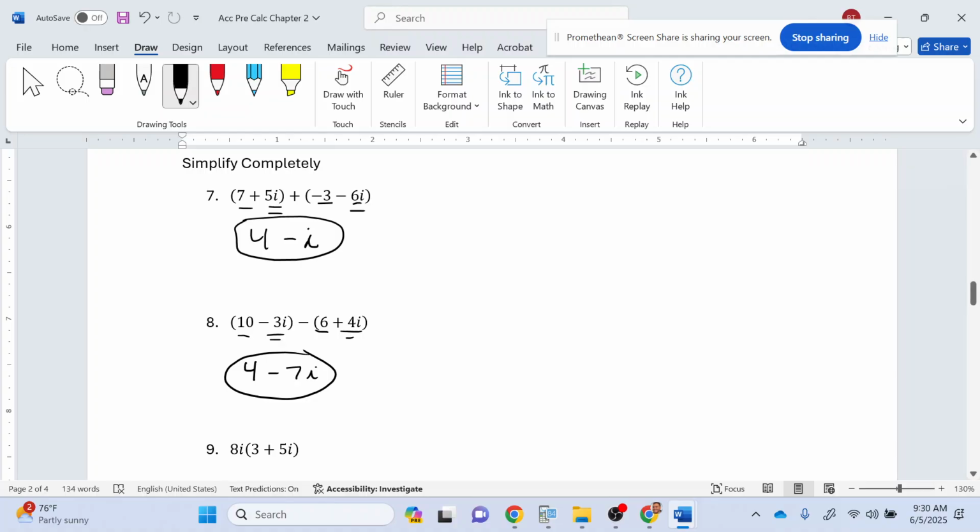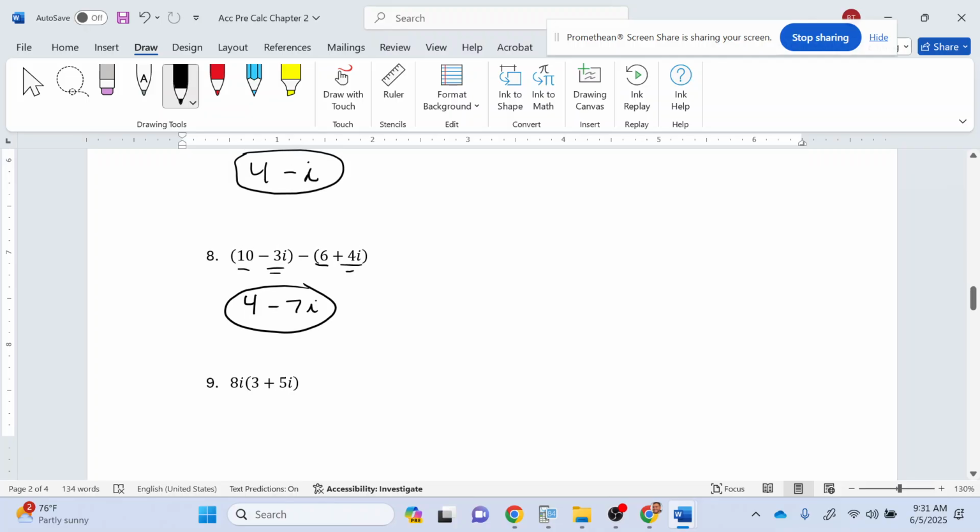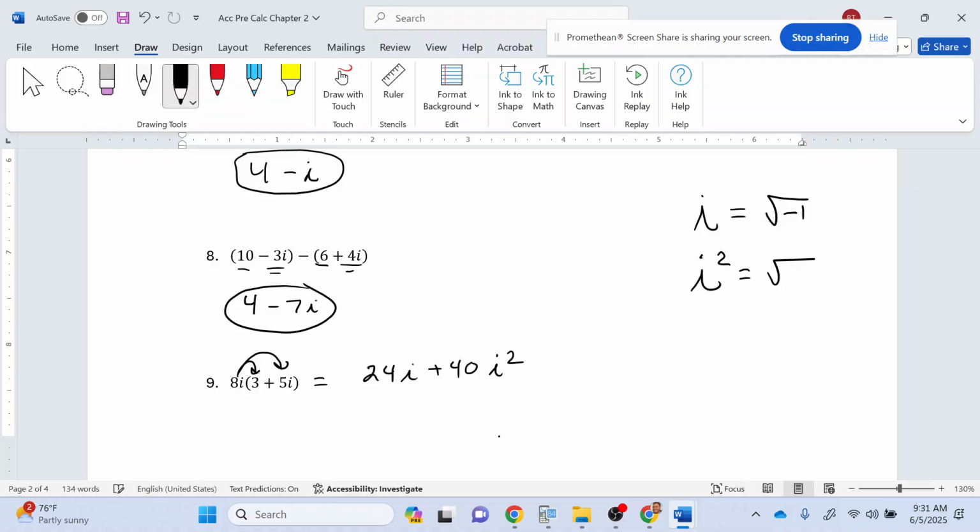All right. So you're just combining variables as if it was x, nothing changes. But let's say we do 8i times 3 and 8i times 5i. That's going to be 24i plus 40i squared. i, by definition, is the square root of negative 1. Since that's true, i squared would be the square root of negative 1 squared. But wait, square root and squared, that would just be negative 1. So any i squared becomes negative 1. So I can rewrite it as 24i minus 40.